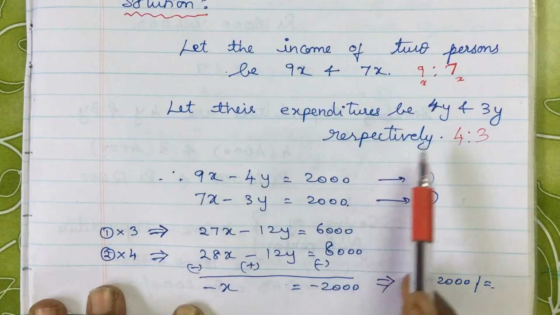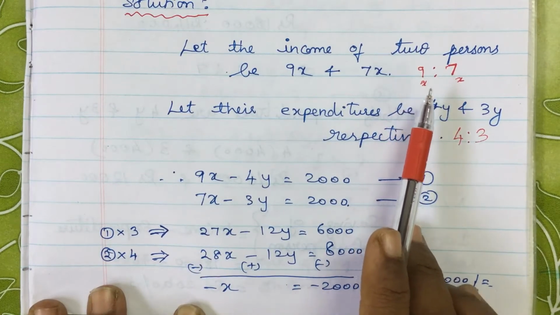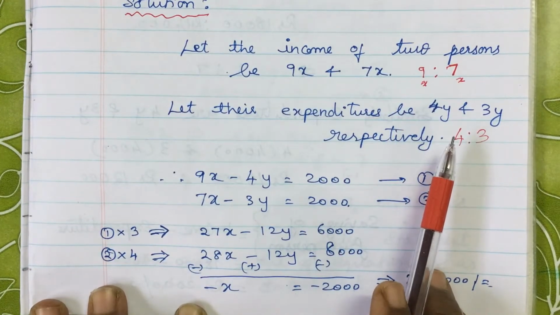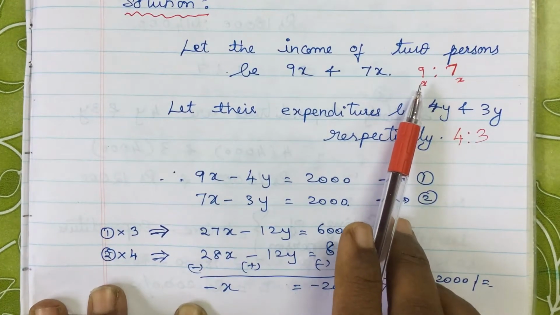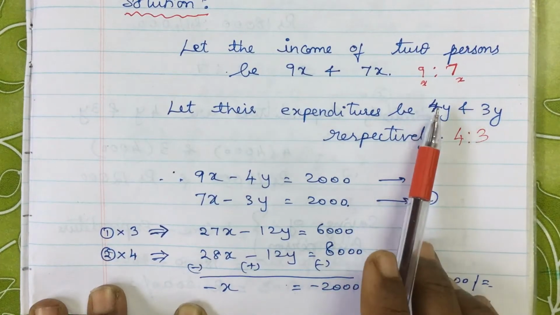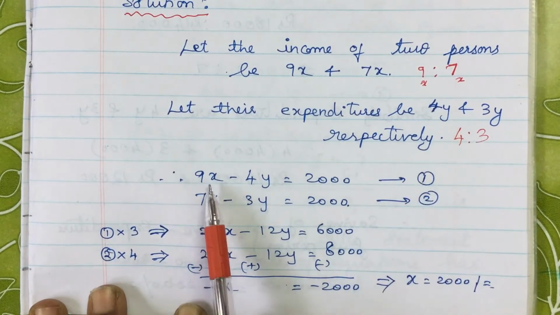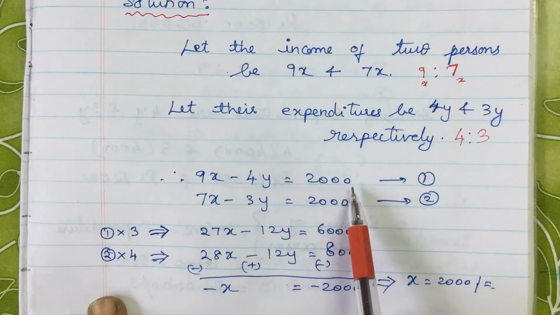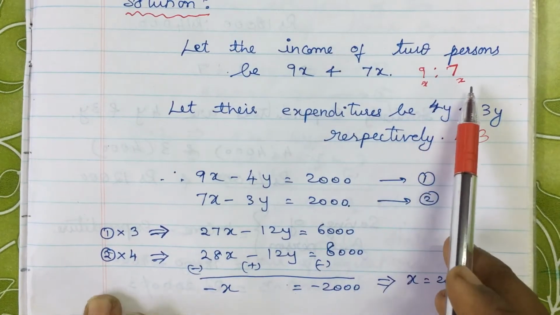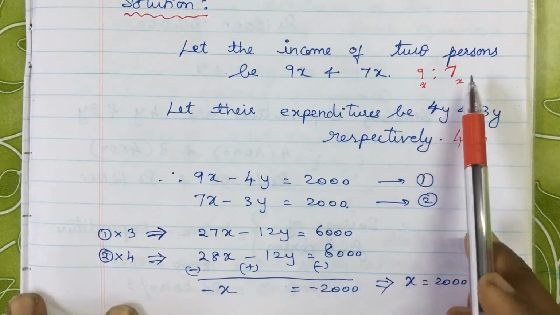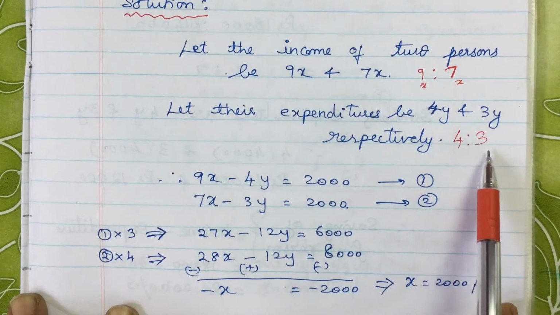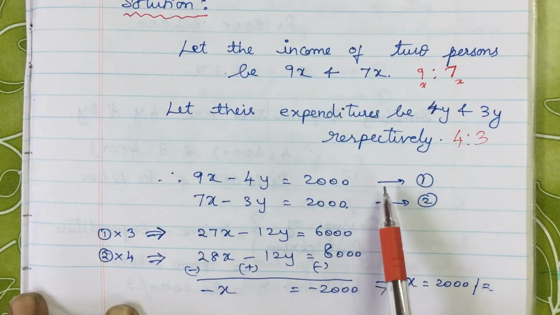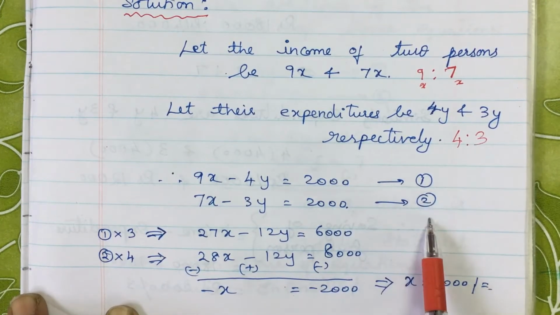So I am writing it in the form of an equation. Savings: how will you get savings? By subtracting expenditure from income, you get the savings. The income you have assumed is 9x and the expenditure you have assumed is 4y. So 9x minus 4y should get you 2000, because they are saving rupees 2000. Similarly, for the second person, his income is 7x and his expenditure is 3y. So 7x minus 3y equals 2000. I am naming the equations 1 and 2.